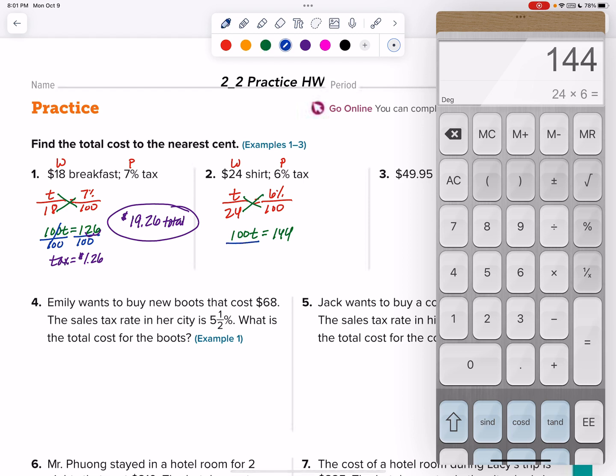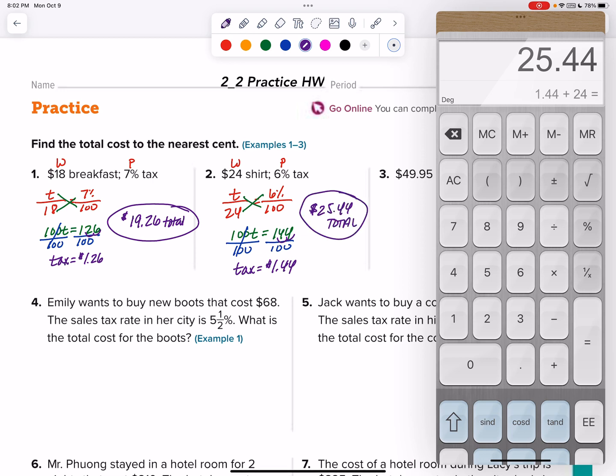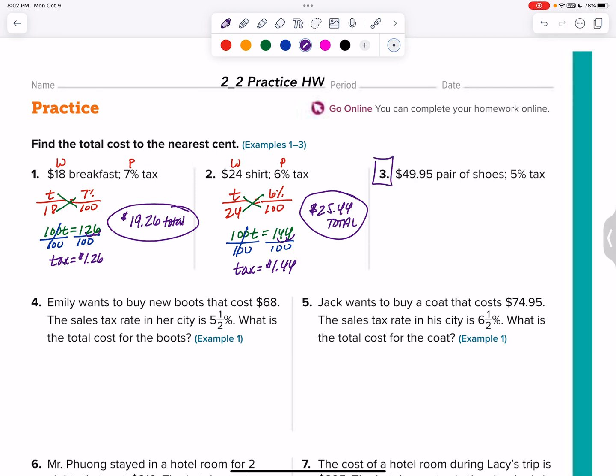Isolate the variable. It's t times 100, so we're going to divide by 100 both sides. Cross it out. Notice I'm not getting lazy with any of my work. I'm doing the same thing every time, crossing things out. And we get $1.44. Add that $1.44 to my original shirt cost, and we have a total of $25.44 total. Okay, number 3 is for you to do.